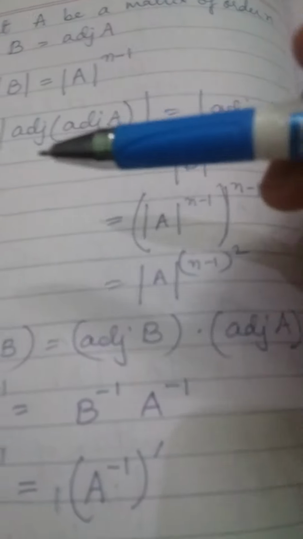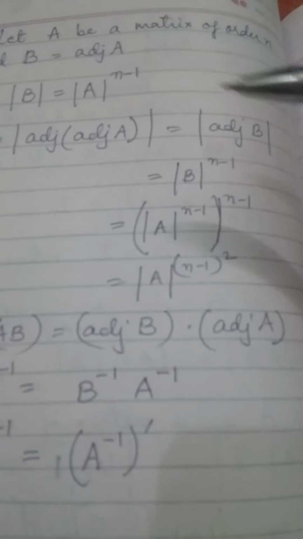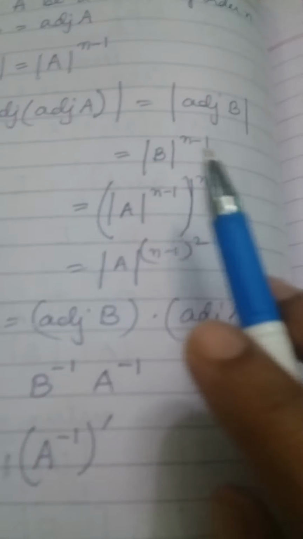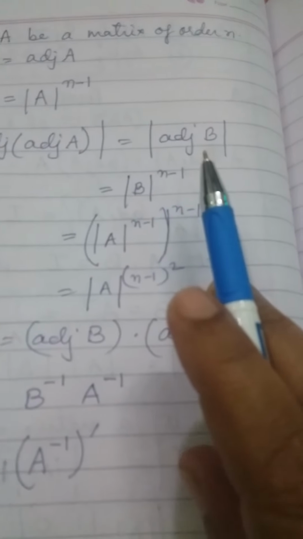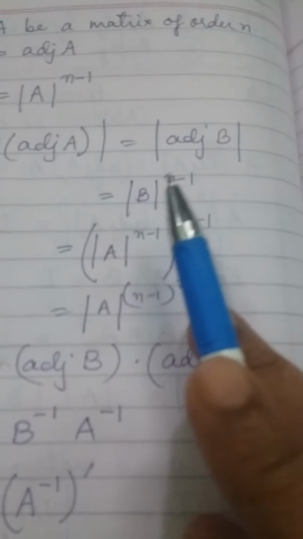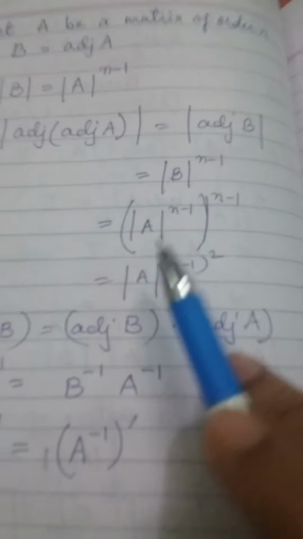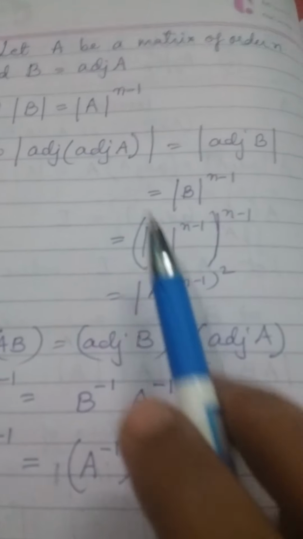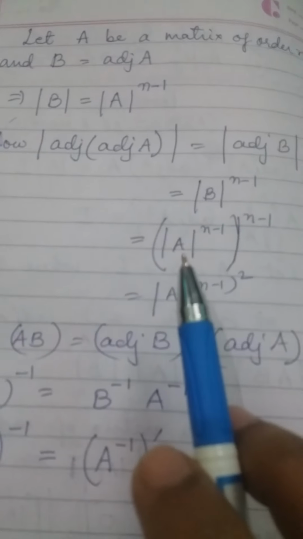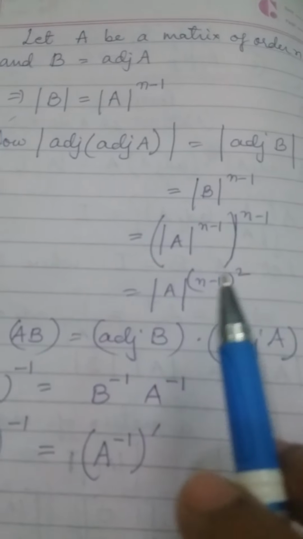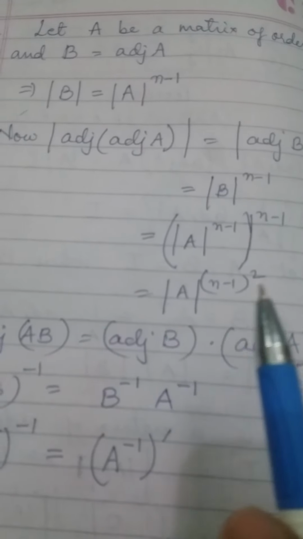Now suppose I want to find determinant of adjoint of adjoint A. You know adjoint A is equal to B. It means I need to find determinant of adjoint B. If I go with the property of determinants, it will be determinant of B to power n minus 1. Now determinant of B we have calculated as determinant of A to power n minus 1. It means determinant of A to power n minus 1, whole raised to power n minus 1, which becomes determinant of A to power n minus 1 whole square.